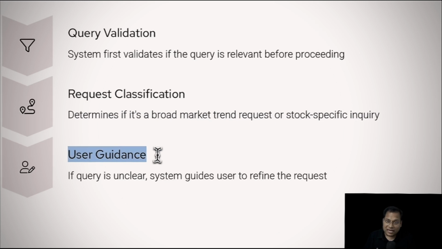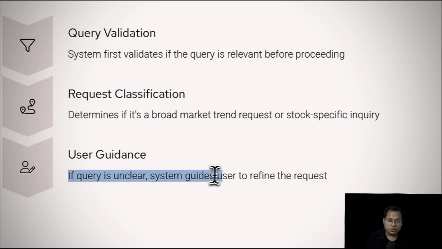But if the query is unclear or invalid, the system doesn't proceed blindly. Instead, it guides the user to refine the request. That's why a well-designed agent prompt is crucial. It ensures that the AI responds with accuracy and relevance before any tool is called.